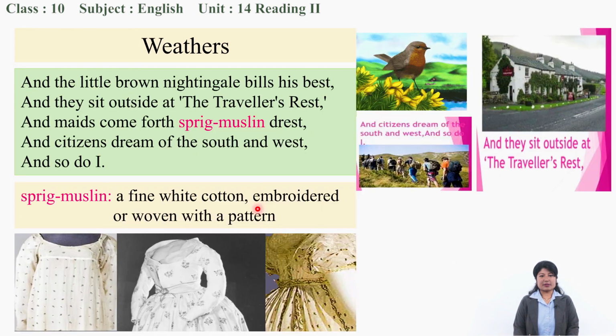Next. And the little brown nightingale builds his best. This is a continuation of the first stanza. Still the poet is talking about the first stanza. In the spring season, what happens? The nightingale, the bird, you can see here a brown nightingale, is singing. The chirping of birds, the sound of birds, is melodious singing, right? So builds means singing, builds his best.